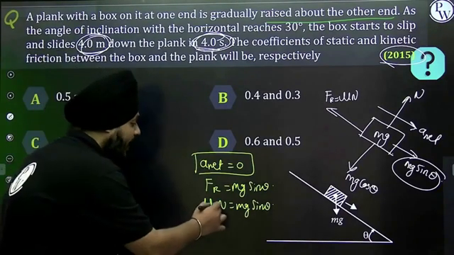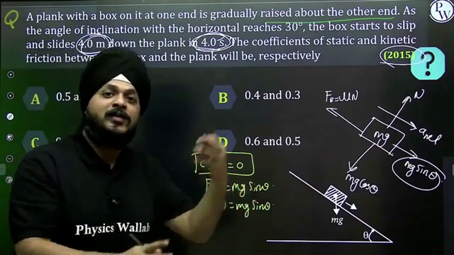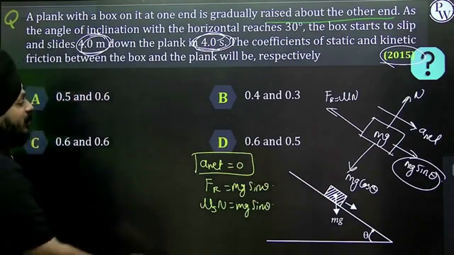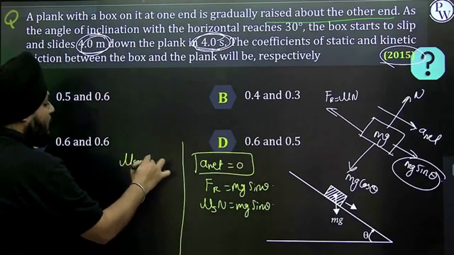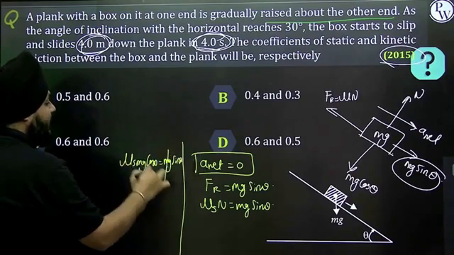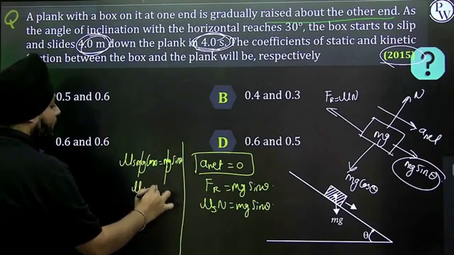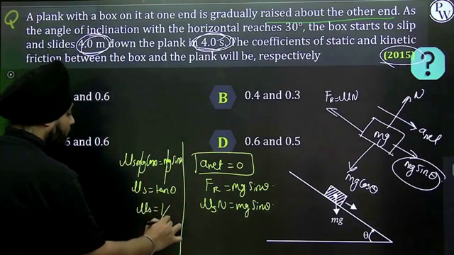It should be mu s. Why? Net acceleration is 0, object is stationary, and whenever the object is stationary, we are having static friction, right? So here mu s mg cos of theta, that is mg sine of theta. mg is going to cancel. Mu s, that is equivalent to tan of theta. So mu s, that is equal to 1 by root 3.